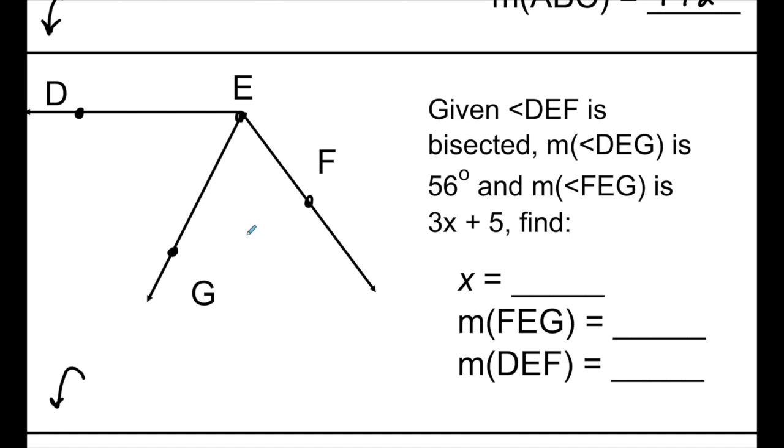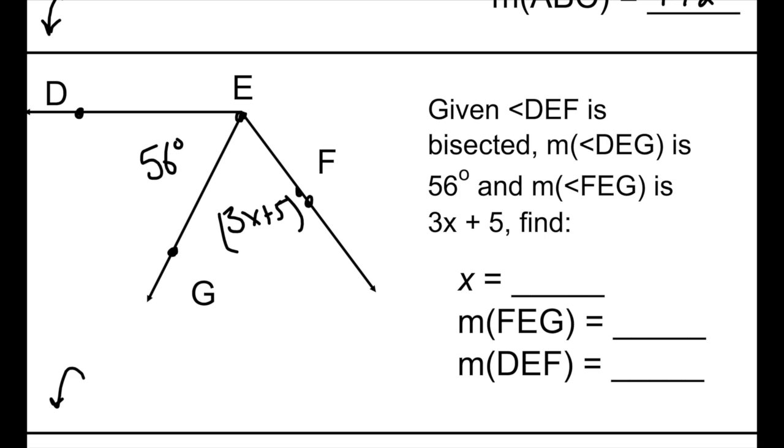So I know that DEF is bisected, okay? And I know that MDEG is 56 degrees. And I know that FEG is 3x plus 5, and I'm going to presume degrees. I need to find x, the measurement of FEG, and the measurement of DEF, okay? So let's start with this.